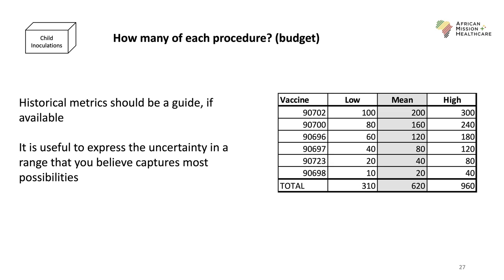So some vaccines we might feel there's greater variability in. So 90702, from the low bound to the high bound, 100 to 300, there's 3 times as many possible vaccinations in the high bound. But 90698, there's 10 in the low bound and 40 in the high bound. So there's statistically more variability in the latter vaccine than there is in the earlier vaccine. And as you get better and better at this, those patterns tend to be pretty important.